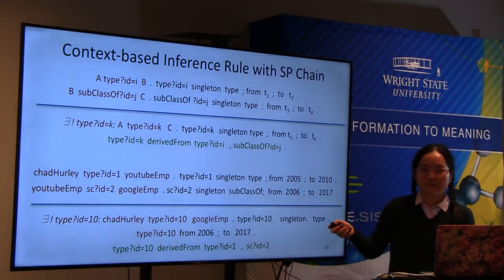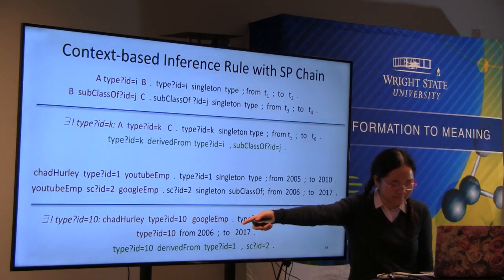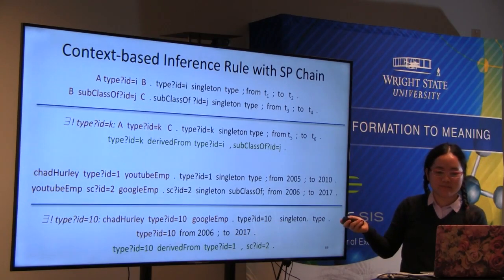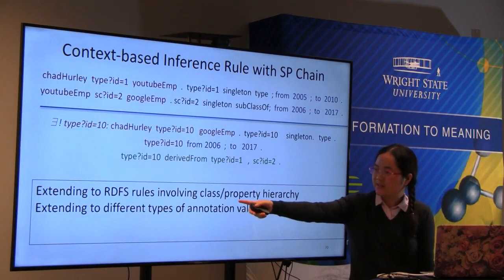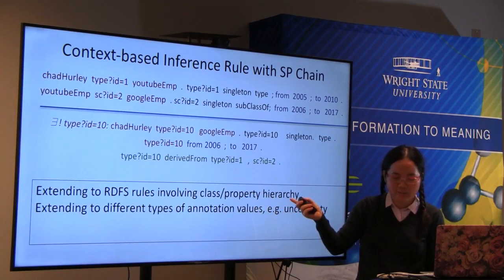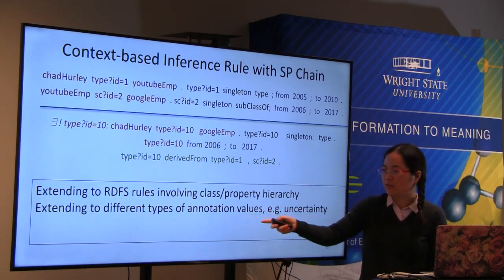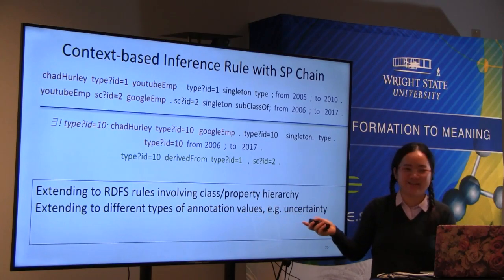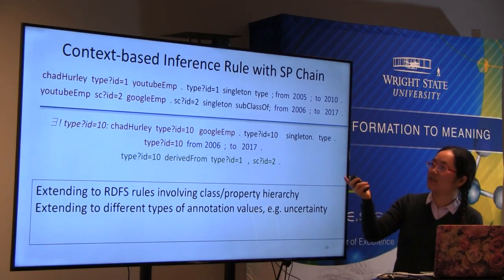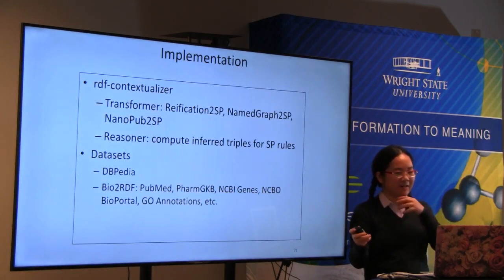These rules derive the contextual information for the inferred triple with respect to time and using the SB. We can extend this to the rest of the RDFS rules, like class hierarchy, property hierarchy, and beside time, it can also be applicable to any other type of annotation values, like uncertainty or provenance, and you define the operators. So it's not standard, we just showcase that it works. And for the implementation of that, I think I'm gonna skip.